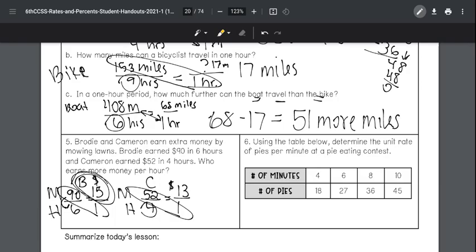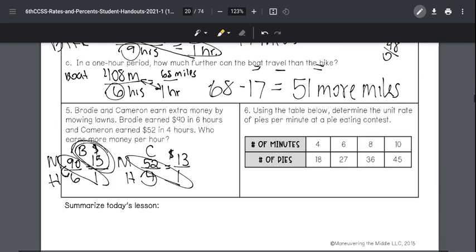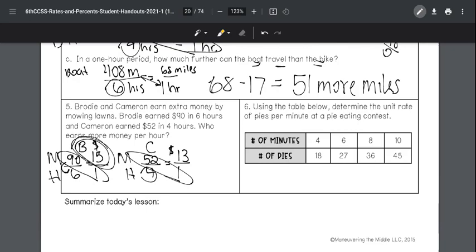All right, last one. Number 6, using the table below, determine the unit rate of pies per minute at a pie eating contest. So pies per minute. I'm just going to look at the chart, and I'm going to pick one of the areas. So I'm just going to go with the smallest numbers. So 18 pies in 4 minutes. So I want to know in 1 minute, how many pies is that?